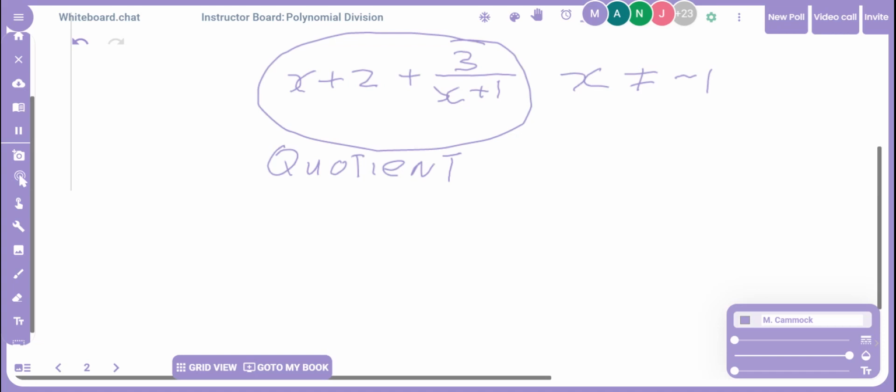Come on, folks, help me out. There must be a good reason for that. Nobody can think of a reason why minus 1 would be an issue? Go ahead, please, Janaya.